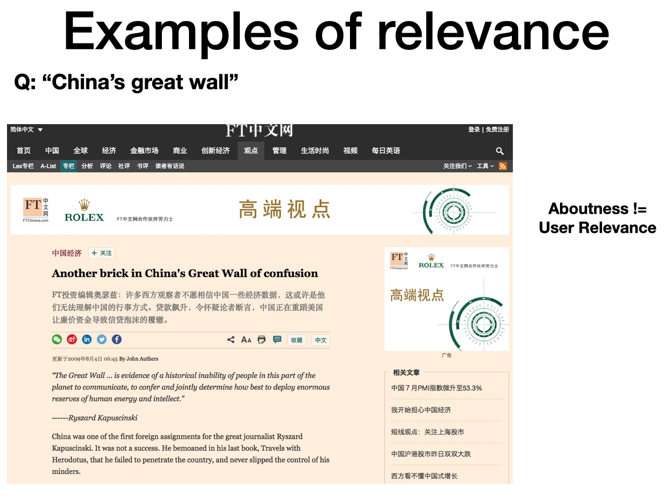But consider this next example. Okay, this page is about China and mentions the Great Wall. So it might seem to be about your query. But in reality, you would not find this page relevant to your information need that was looking for the length and the history of the Great Wall of China.